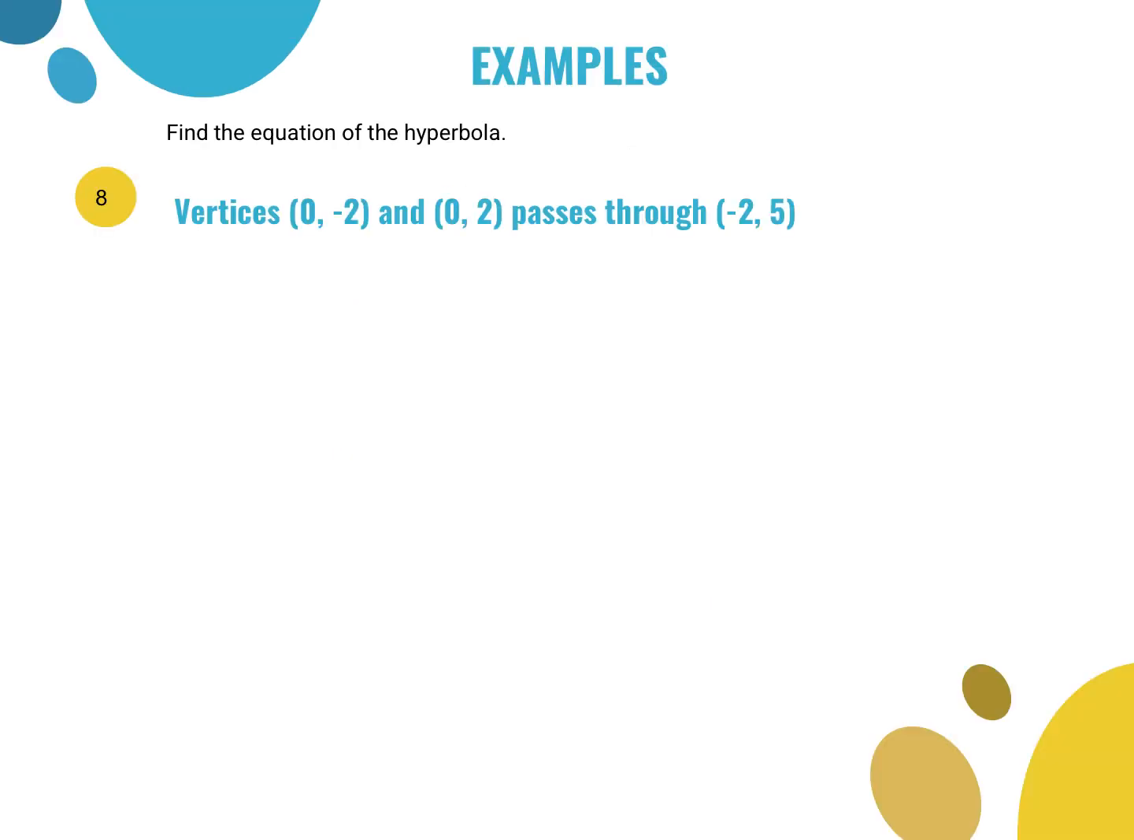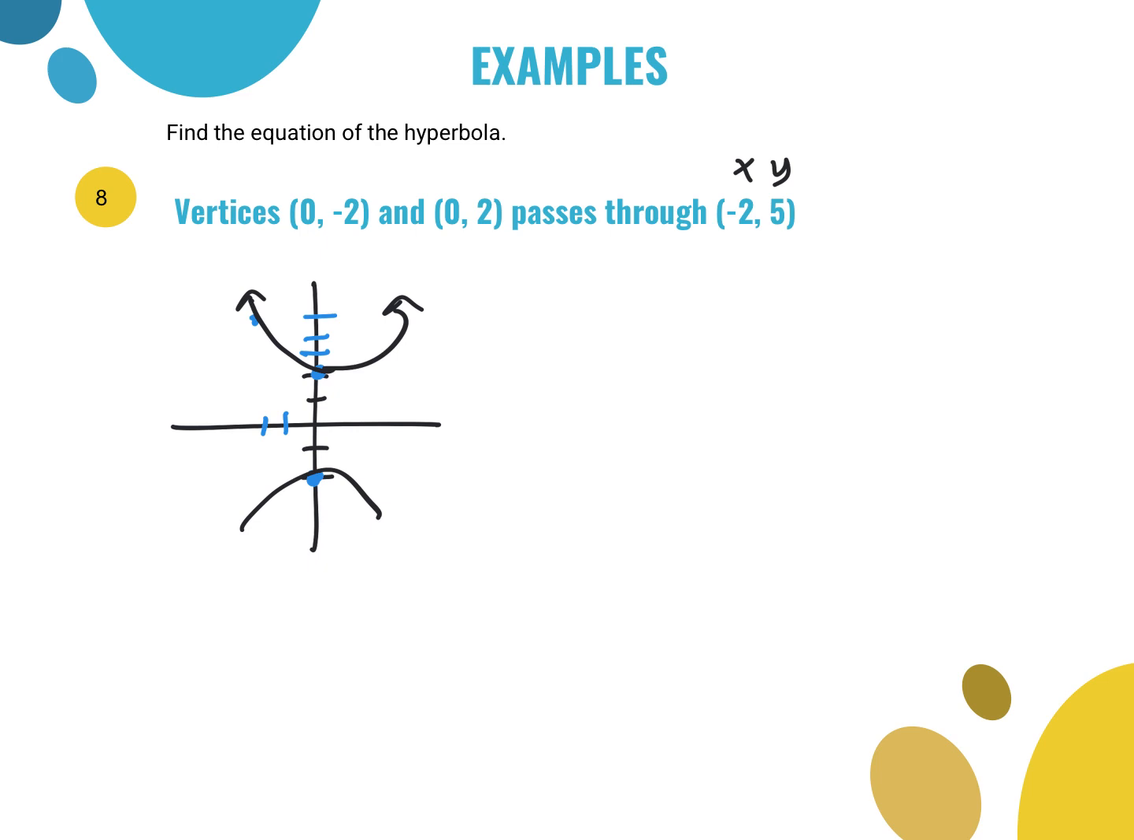All right, next one. Again, I'm going to give myself a visual. Graph the vertices. A vertex at 0, -2, and 0, +2. This time it's telling me it's passing through the ordered pair -2, +5. So this would tell me that my hyperbola is going to be looking like this in order to get to this ordered pair. This ordered pair, remember, is going to be x and y. I could also see that my center point here, the midpoint of these two vertices, is 0, 0.